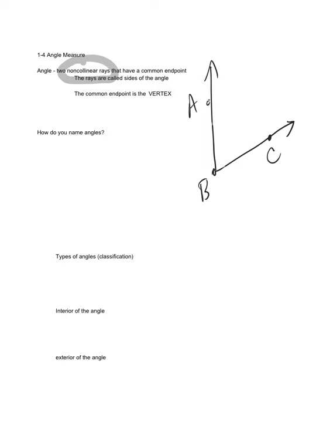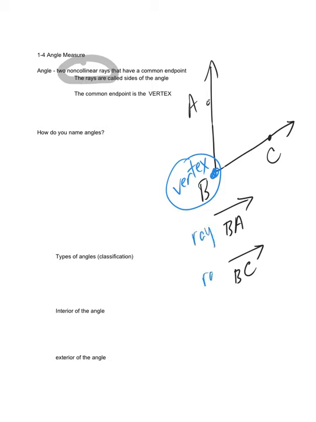So you have two non-collinear rays, ray BA and ray BC. They're not on the same line. And B is known as your vertex, because it's the intersection point, the common endpoint. Remember, rays have an endpoint? So you have ray BA and ray BC.